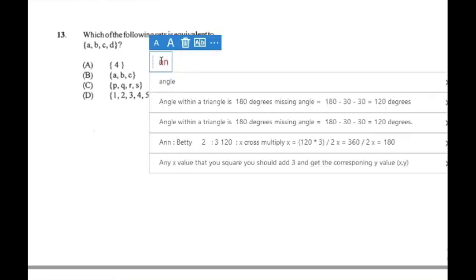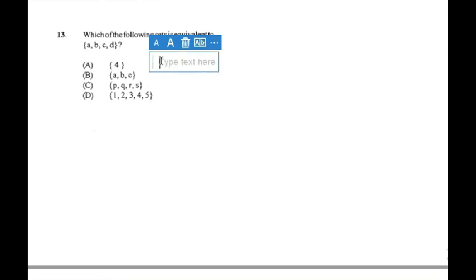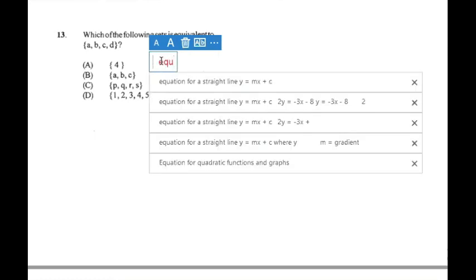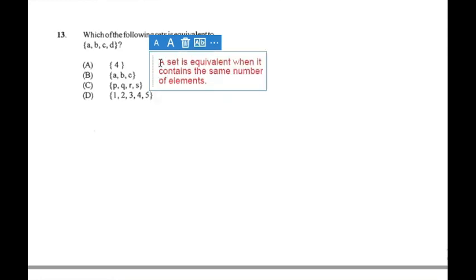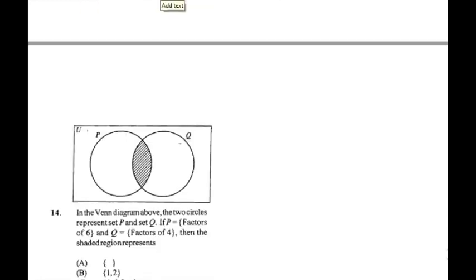Number 13. Which of the following sets is equivalent to A, B, C, D? So if you remember, a set is equivalent when it contains the same number of elements. So we'll be looking for a set which contains 4 elements, and the only one that contains 4 elements is C. So 13 is C.